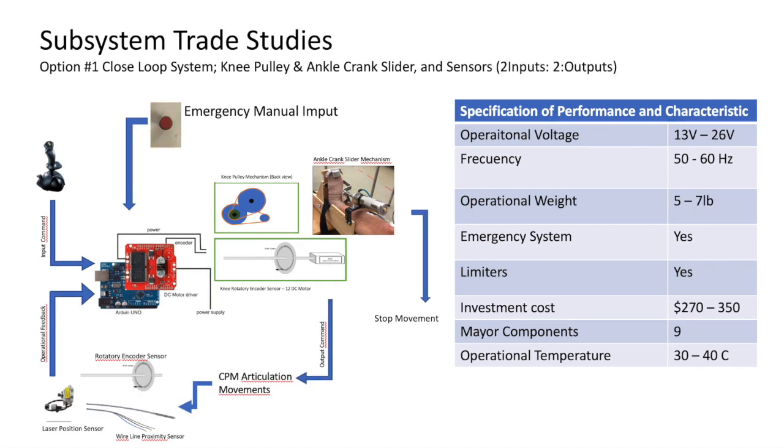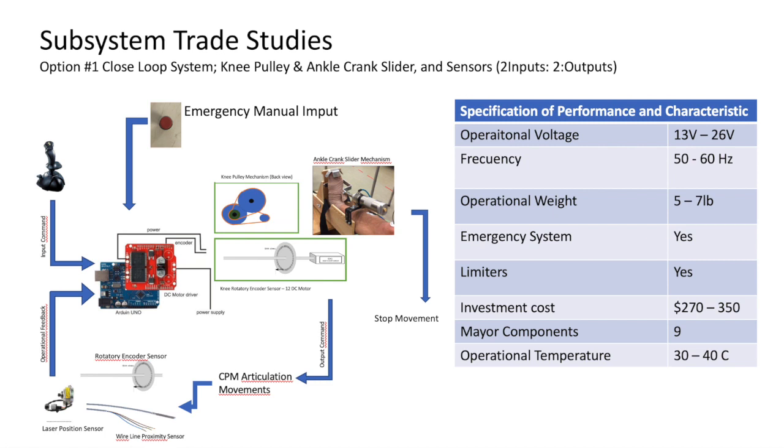For our subsystem trace study, we took the responsibility to define three different options to efficiently evaluate the best development mechanism. Our first concept is a closed-loop system model with a knee pulley and ankle slider and sensors with two inputs and two outputs. The subsystem is composed of an initial input given by a command joystick.